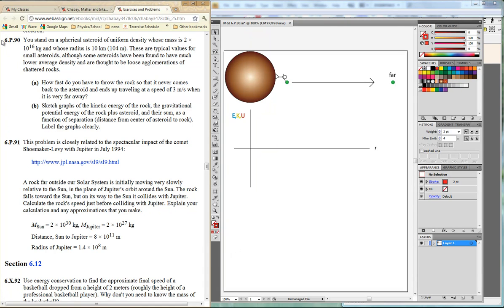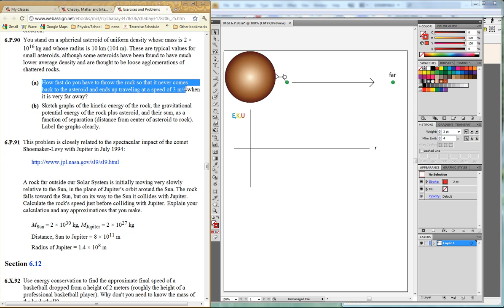Hi guys, I'm going to demonstrate problem 6.P.90 in Matter and Interactions Volume 1. Here we are standing on an asteroid which has a certain mass and also a certain radius, and we want to throw a rock so that it never comes back to the asteroid and actually has some leftover speed when it's very far away. So this is clearly not something you can do on Earth, and we'll see why in the equation. You can't do this on Earth. But on this particular asteroid, it is possible to throw a rock out to infinity.